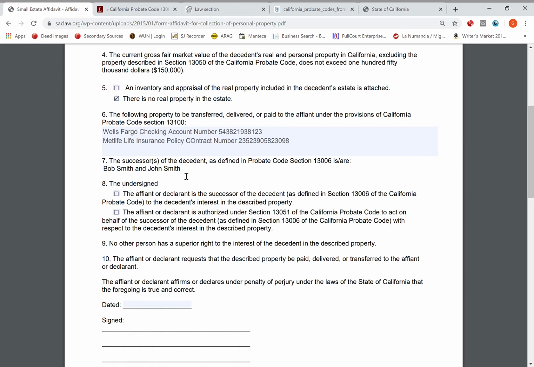It's a lot more detailed and complicated than that, and I will make a separate video. But typically, just look at the probate code section. You'll figure it out. So, number 8, the undersigned.